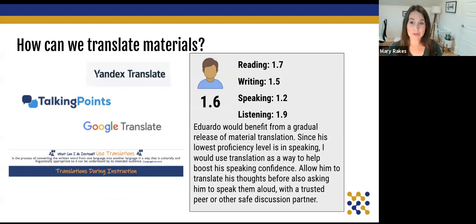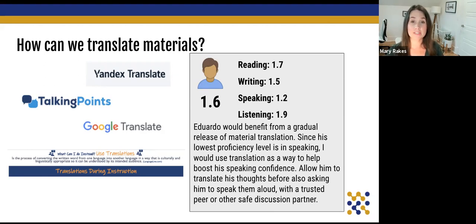So if we're thinking about our friend Eduardo, we want to look at all of his different access levels and access scores. And we know that he's going to benefit from a gradual release of material translation. So we might do a little bit more at the beginning. He's got some lower level proficiencies here in English, and so giving him some translated materials is going to help him at different times. Since his lowest proficiency level is in speaking, I would use translation as a way to help him boost his speaking confidence. So allow him to translate his thoughts before asking him to speak them out loud with a trusted peer or another safe discussion partner.